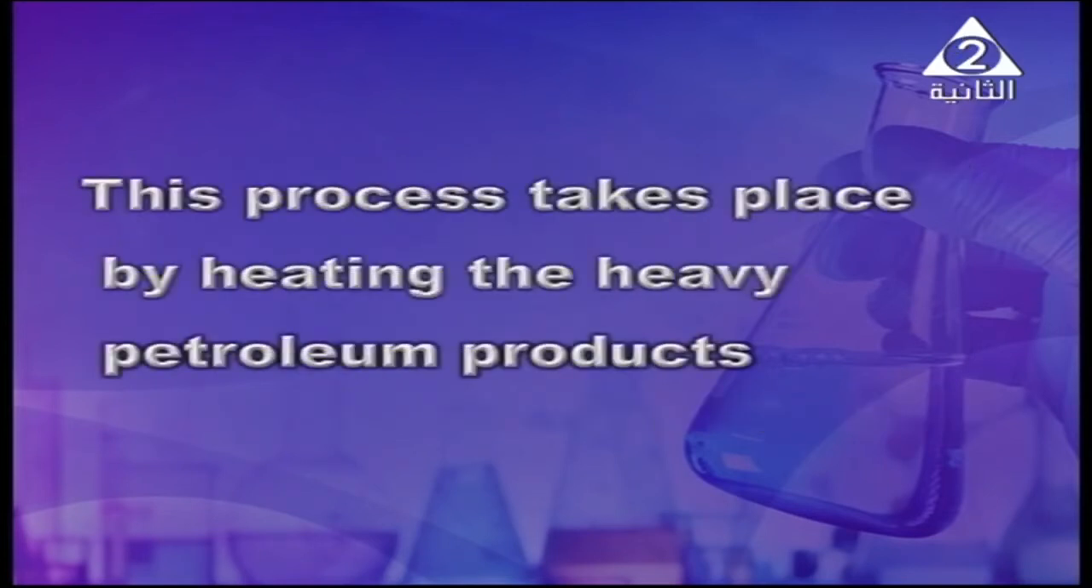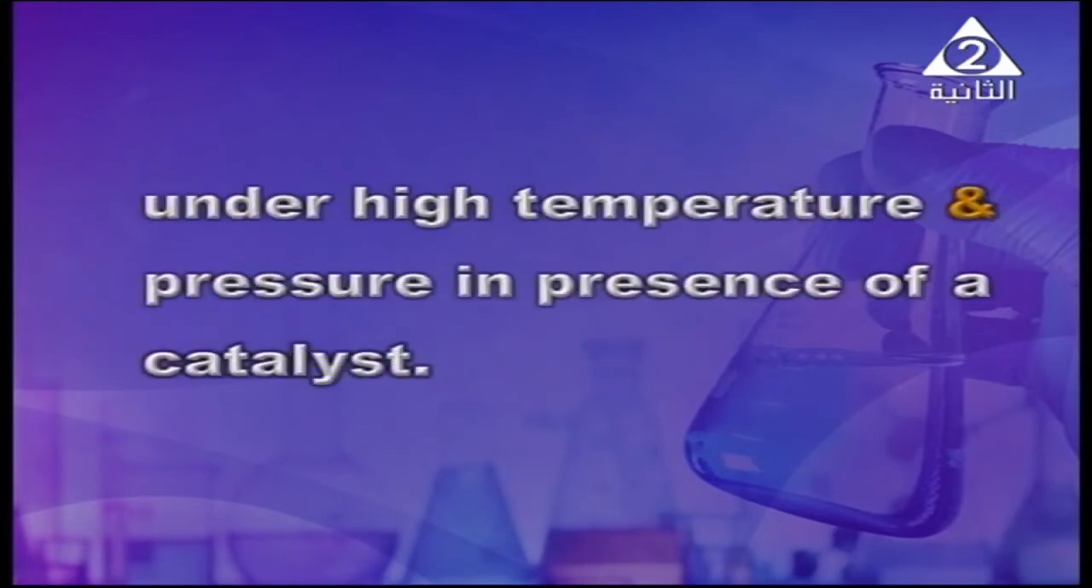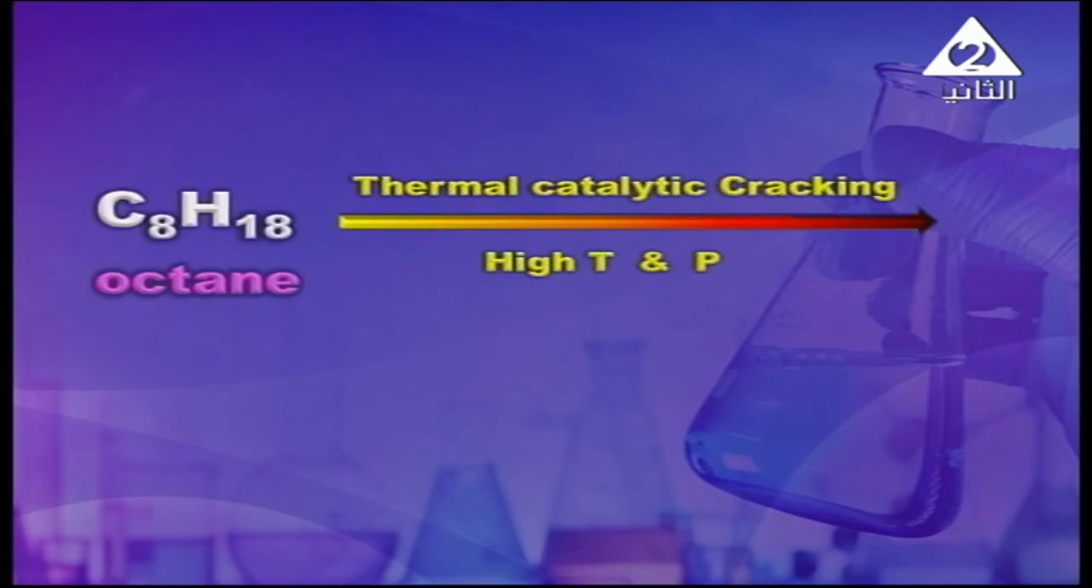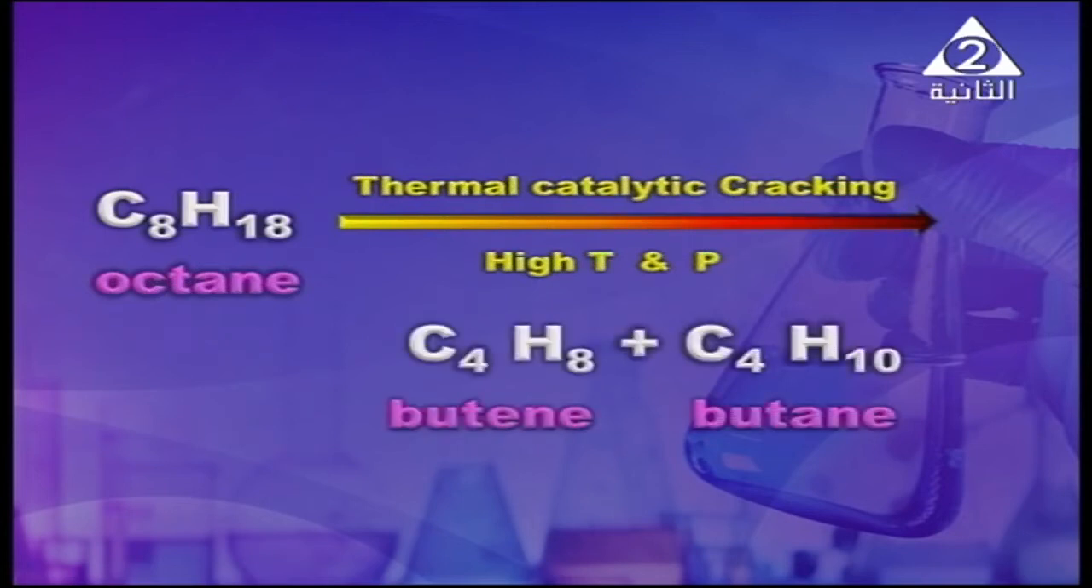This process takes place by heating the heavy petroleum products under high temperature and pressure in the presence of a catalyst. For example, C8H18, which is octane, by thermal catalytic cracking under high temperature and pressure, gives butene C4H8 and butane C4H10.